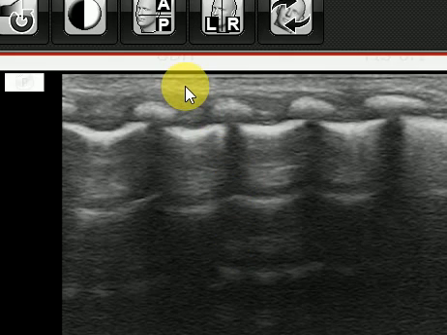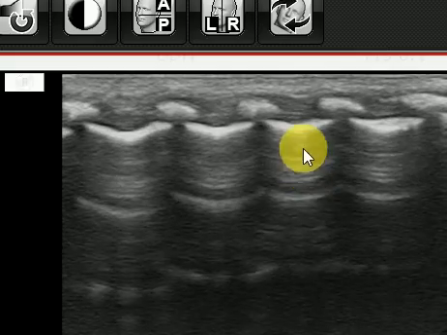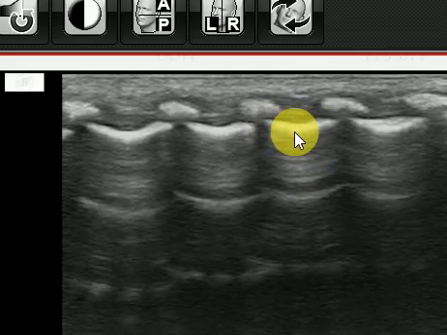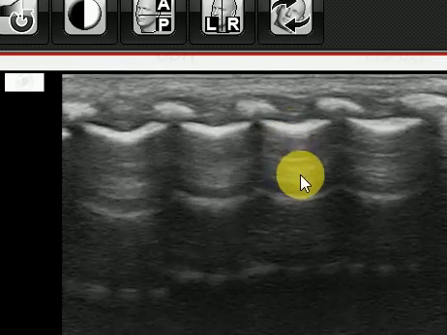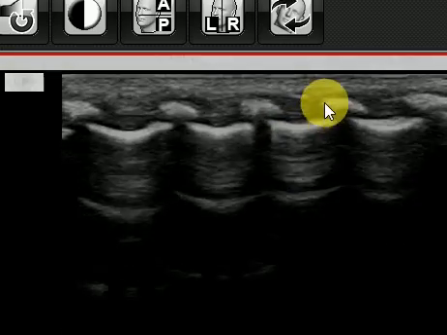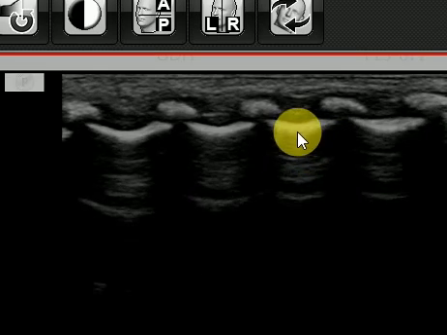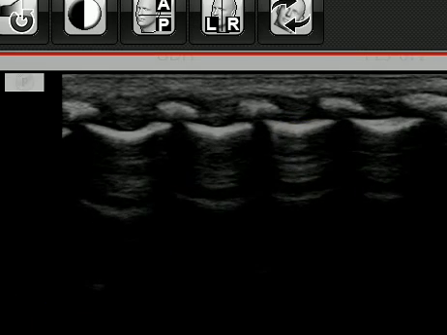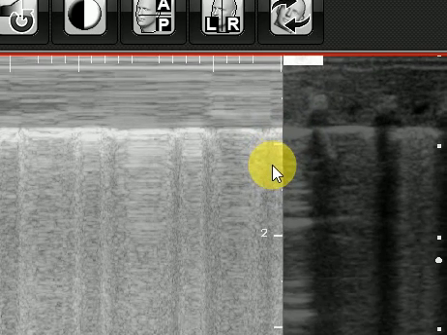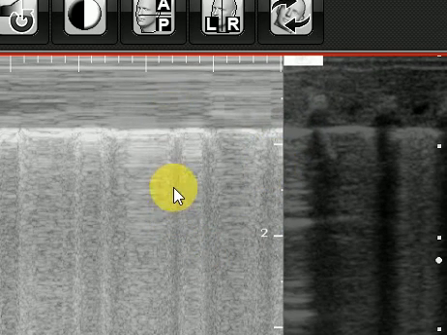Here, the skin and soft tissue, pectoralis muscle, the intercostal muscle, the rib, the shadow of the rib. This is the pleural line, this is the A line. This is lung sliding, a to-and-fro movement with respiration. See the movement? You can get a better idea like this. See, this is the movement. By M mode, it looks like that. Seashore sign.